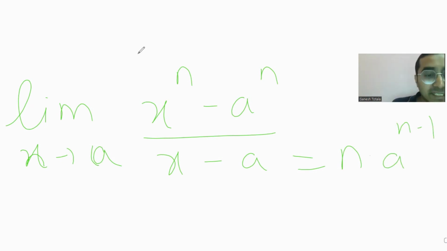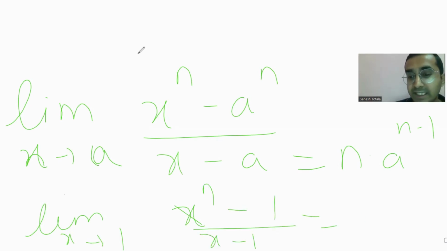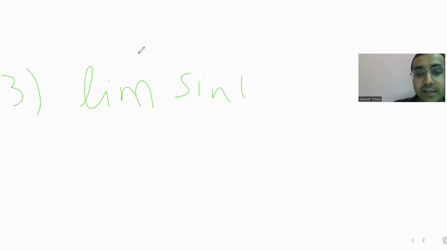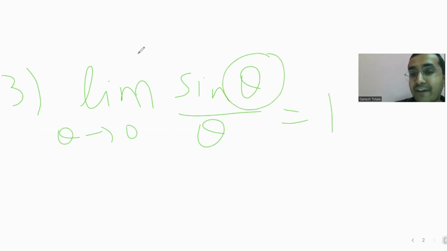A corollary of this limit formula, we have seen that limit as x is tending to 1 of x raised to n minus 1 divided by x minus 1 is simply n. The third formula we have seen was for the limits of the standard trigonometric functions or the limits of the circular functions. So limit of sine of theta divided by theta as theta tends to 0 is always 1. So whatever the theta we have here, the same theta should be in the denominator. If it is not, we need to adjust this theta and find out the values. That we will be anyhow looking into the problems.